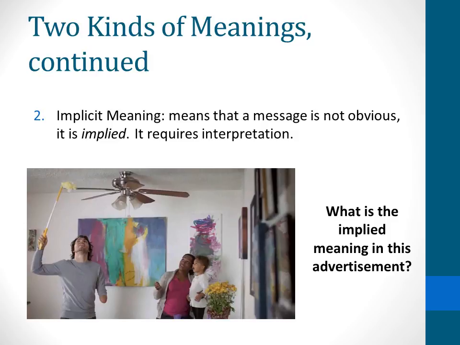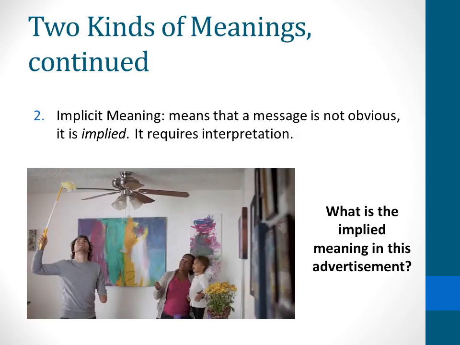The other kind of meaning is implicit meaning. And this means that a message is not obvious. It is implied. It requires interpretation. Some people might call this subtext, something going on underneath the explicit meaning.